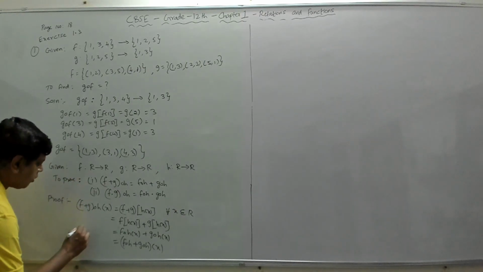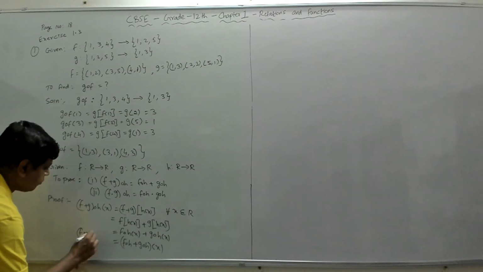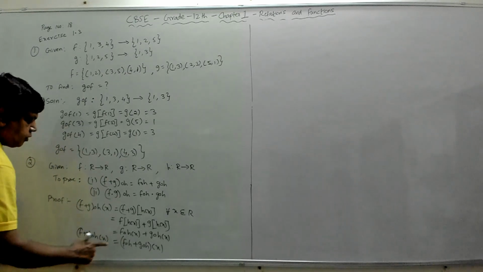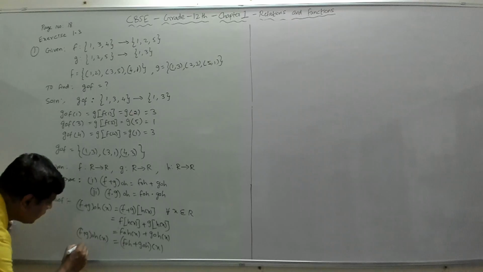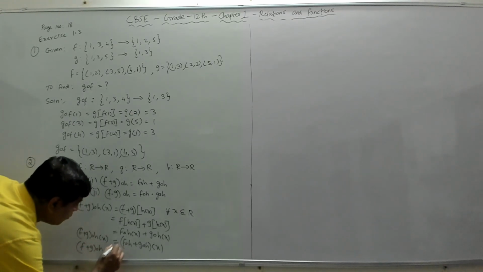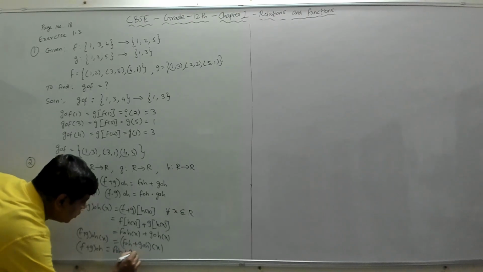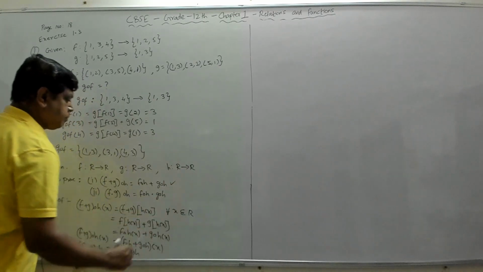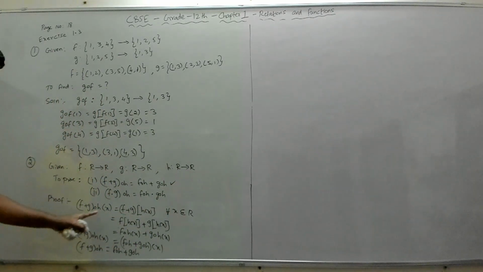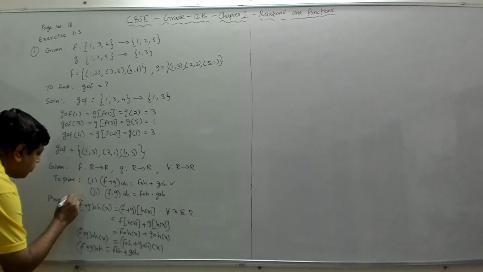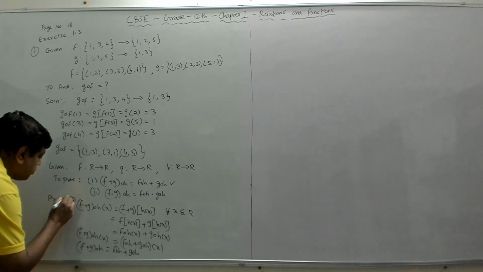So what we got is ((f+g)∘h)(x) equal to this. Which means the x can be taken out. So you will get (f+g)∘h equal to f∘h + g∘h. So we have proved this. Fine. Now we'll go to the second one. This is the proof for the first one.